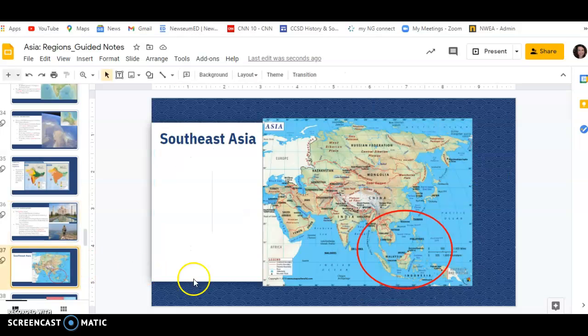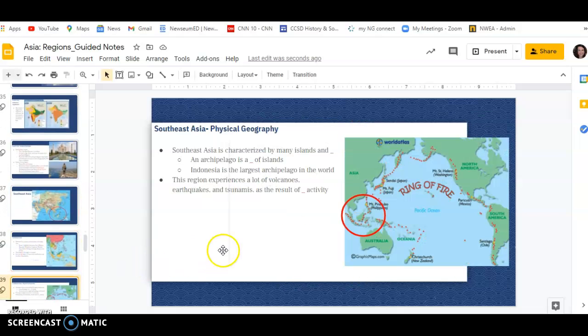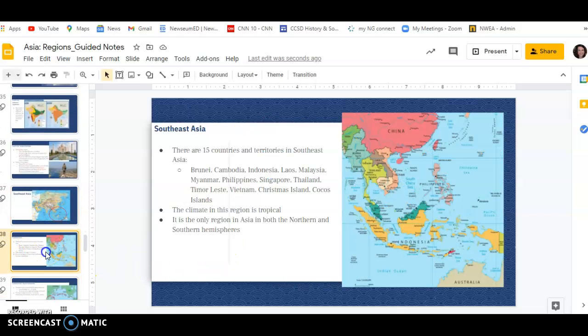We'll continue on our eastward journey until Southeast Asia. Southeast Asia consists of 15 different countries and territories. The climate in this region is tropical, and it is the only region in Asia in both the northern and southern hemispheres.